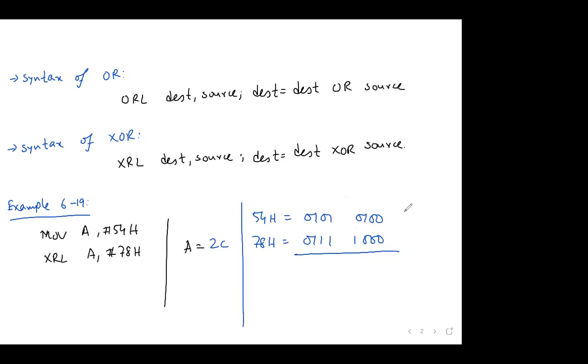Now let us simply do the XOR. What is the XOR of 0, 0? For 0, 0, I will get 0. Then again, next 0, 0? 0. Then 1, 0 will be 1. And then 1, 0. Then 1, 0, 0. Convert this to hex.